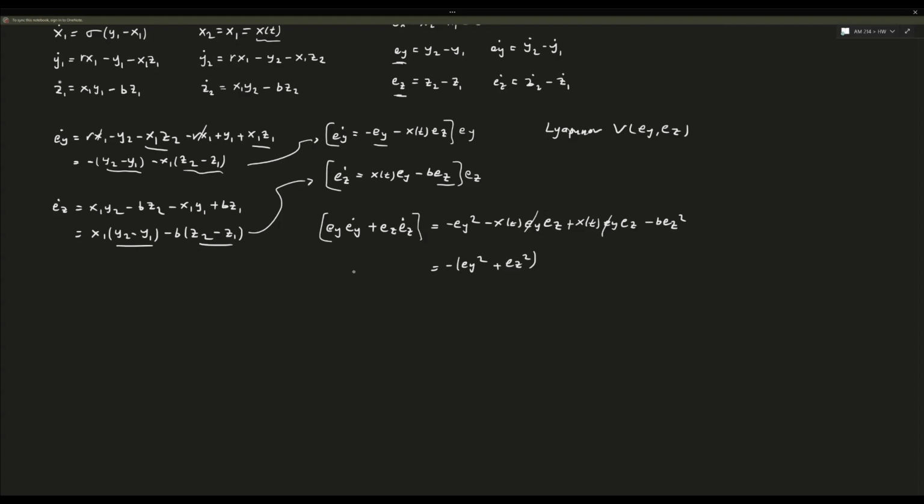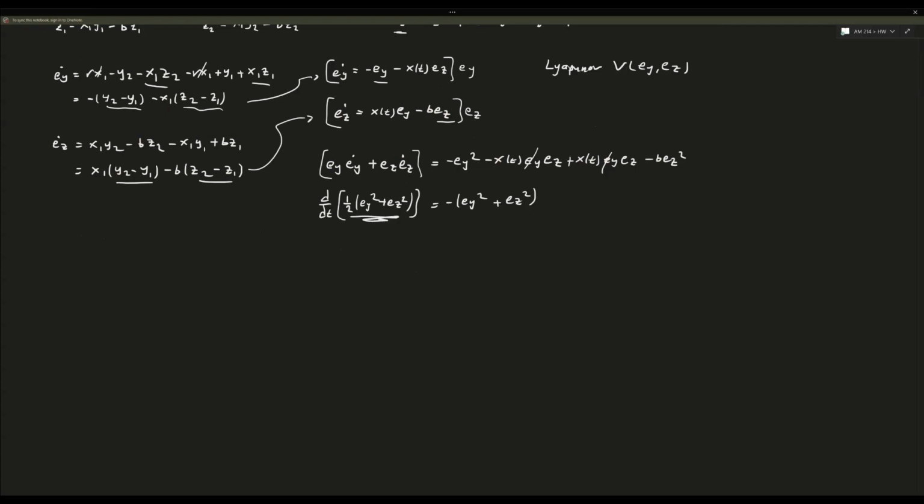And we can show the left-hand side here, since it'll be the product rule, the derivative with respect to time, with the dot denoting a derivative with respect to time. It's going to be EY squared plus EZ squared, d/dt. And we can call this here our V, our Lyapunov function. So it's a function of EY and EZ.